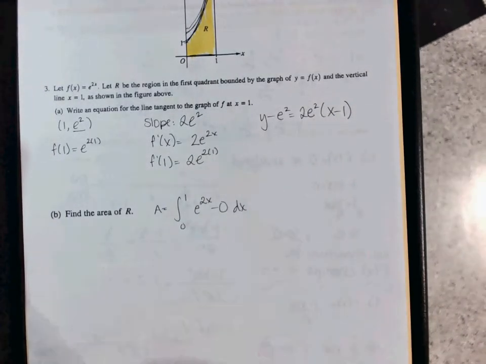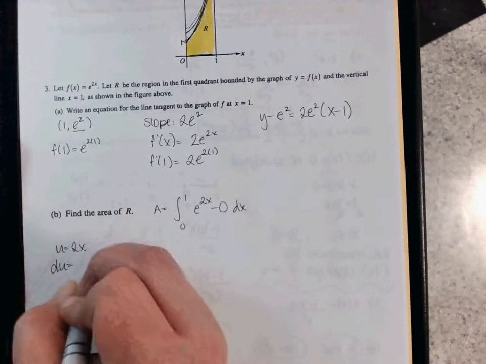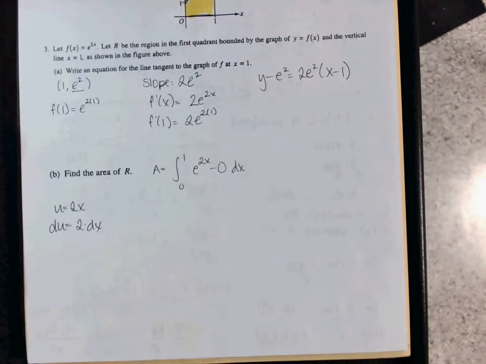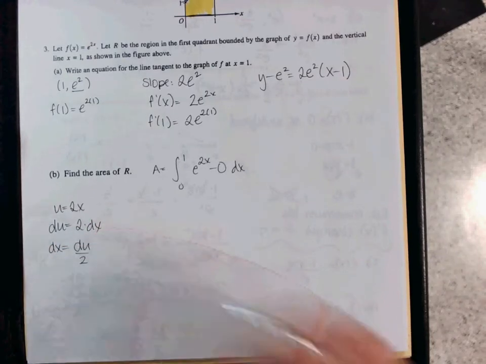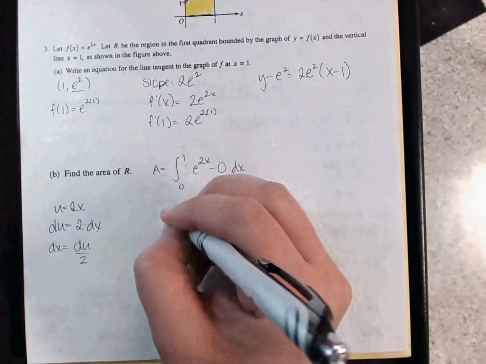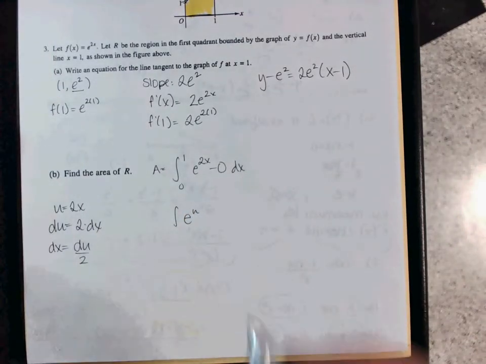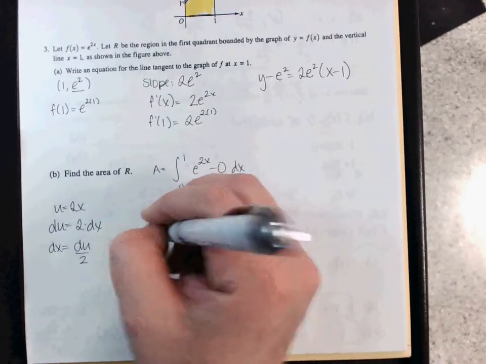U sub. So your u would be 2x, du is 2 dx, which means that dx is du over 2. Good. So then I'm going to rewrite my integral. It'd be e to the u minus 0 again. We're letting that go away. Dx is now a du, but then over 2, so I put a 1/2 in the front.